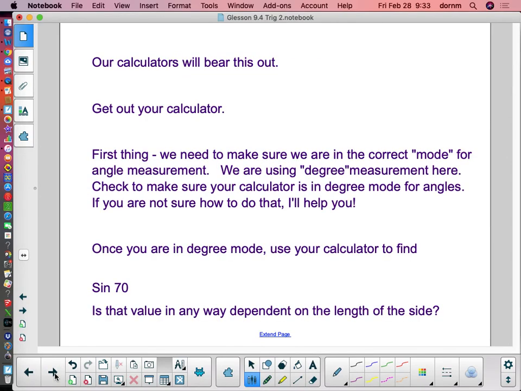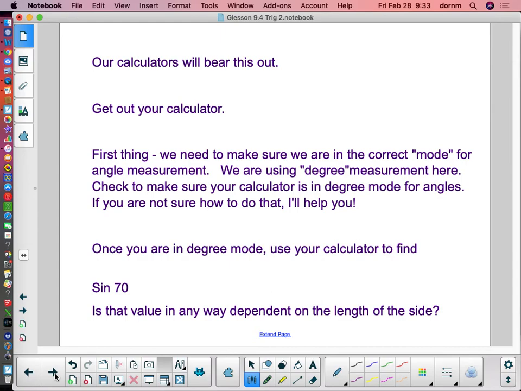Our calculators are going to help with this right now. Now we're going to take a little deeper look at our calculator. So get your calculator out. If your calculator is one of my calculators, grab one of my calculators. If you don't have your own calculator, you really, really, really need to get one. Okay.